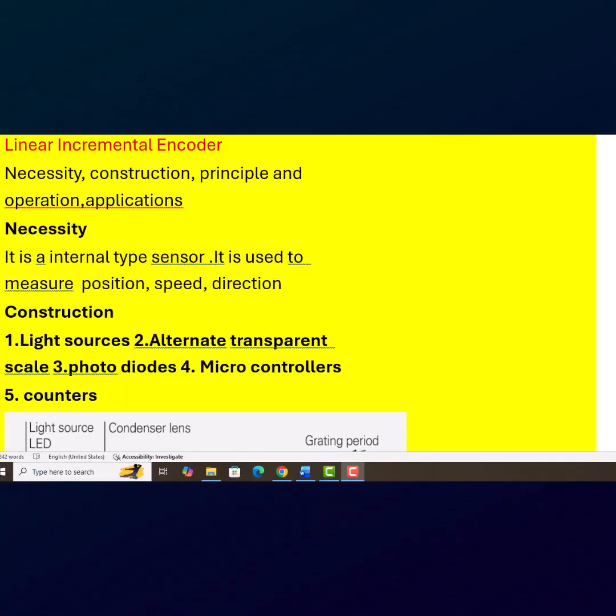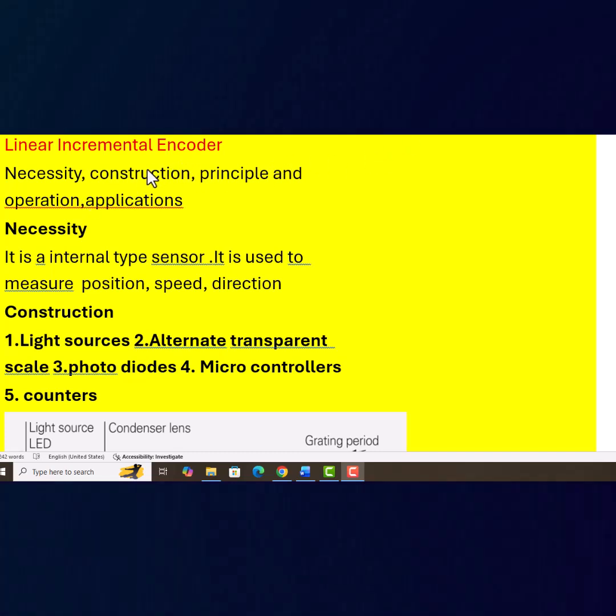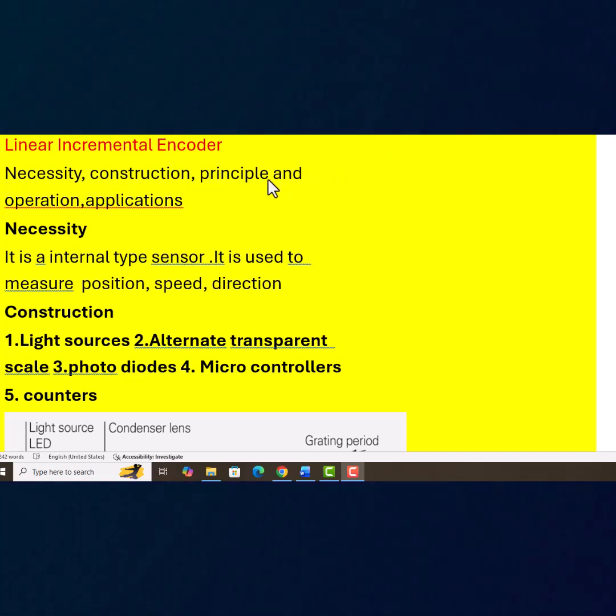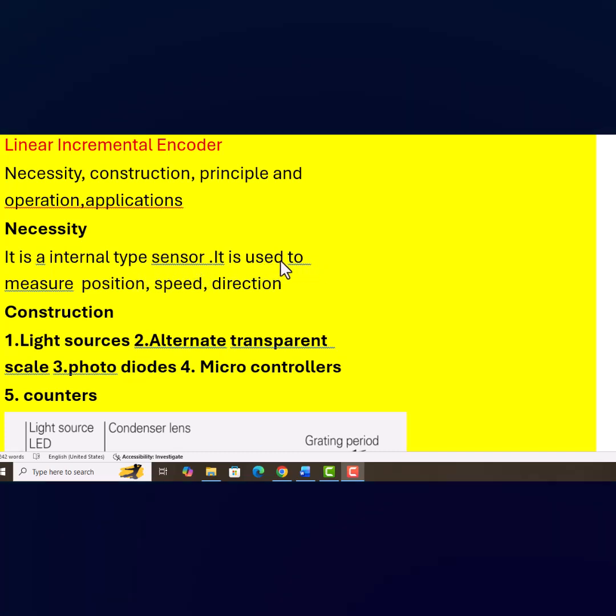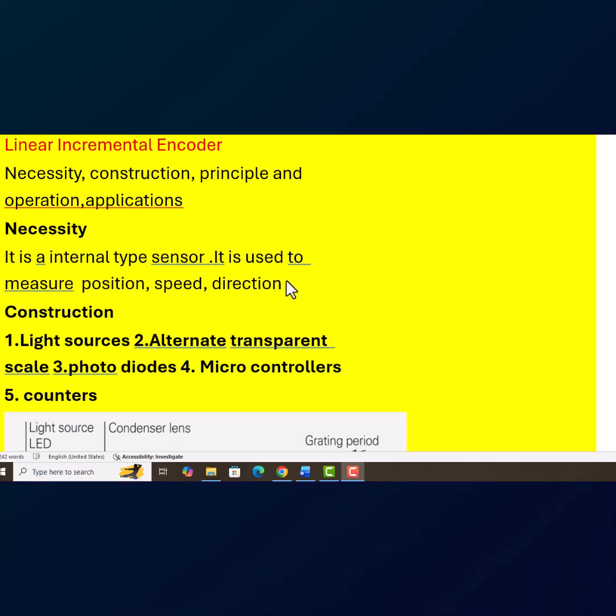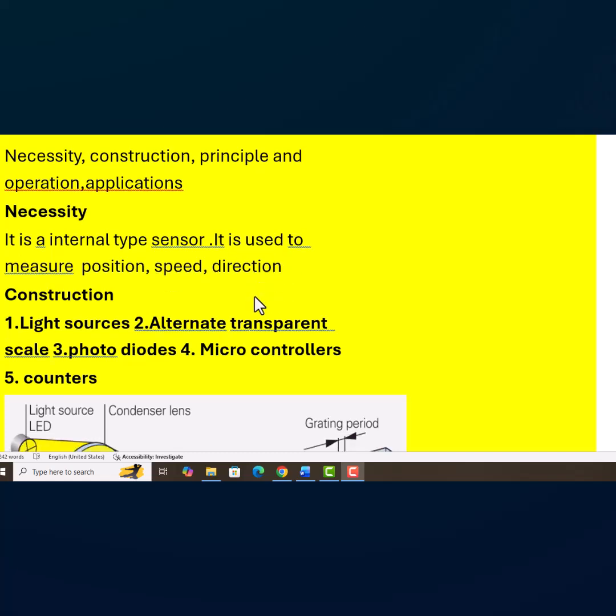Hello friends, today I will discuss the linear incremental encoder. In this topic I will cover the necessity of this, definition of this, construction of it, principle and its operation and their applications. Necessity: it is an internal type of sensor used in robotics, and it is used to measure the position, speed and direction of the joint or its associated object connected to it.